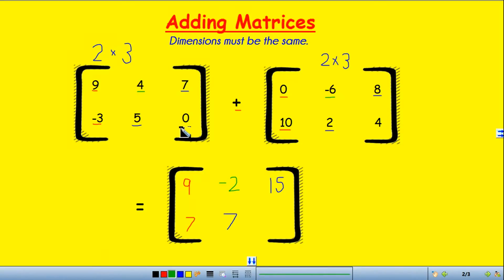Our 0 corresponds with the number 4 here. So we say 0 plus 4 gives us 4. So there you have it. We are adding matrices, making sure that our dimensions are the same and that we add the numbers that correspond with one another.